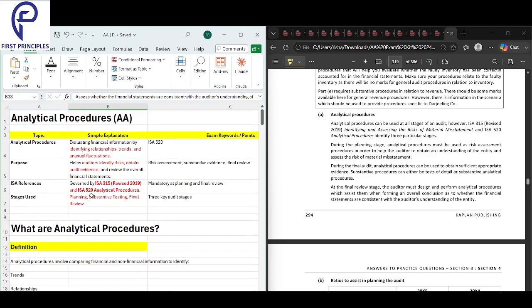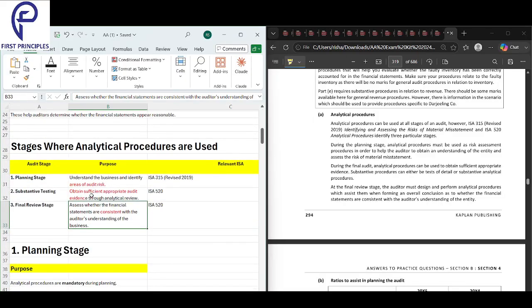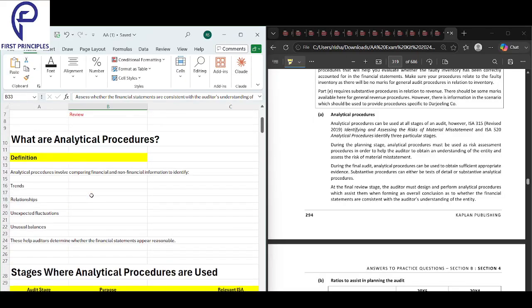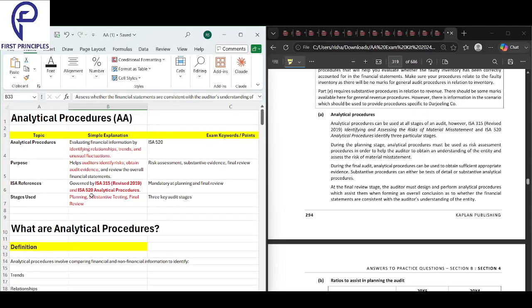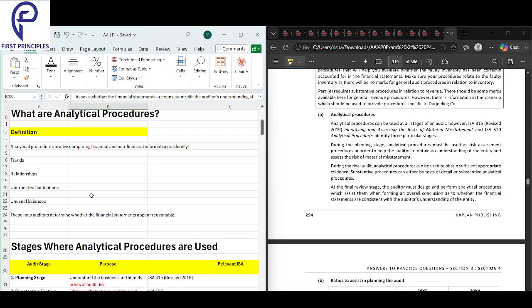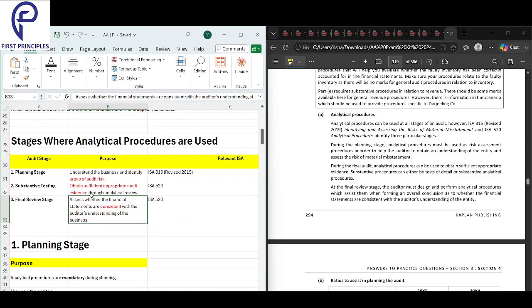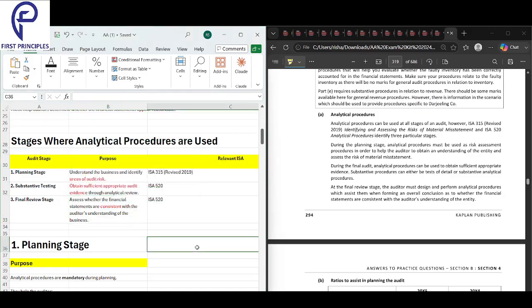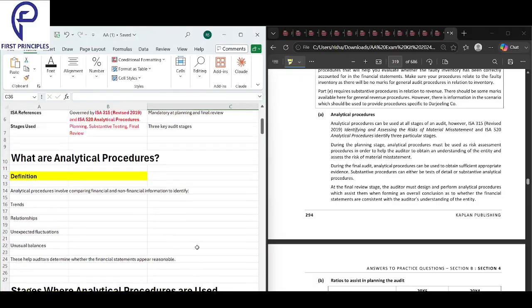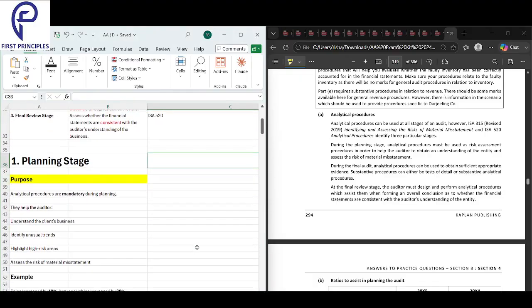Okay, so first we understood what analytical procedures are, then we understood the definition, the reasons why analytical procedures are used, and then we looked into all the stages in which they are used. So what are analytical procedures? What are the various uses, and in which stages are they used?